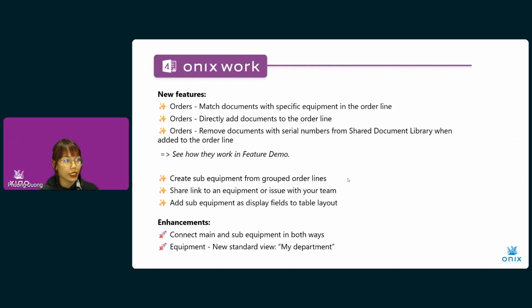The next change is in the way that you collaborate with your teammates, your colleagues at work, as you can now share a link to an equipment or an issue with your team. So by doing this, instead of giving your serial number and asking your colleague to search for that equipment, you can just send a link and then they get the equipment or the issue immediately, and then they can start viewing the details.